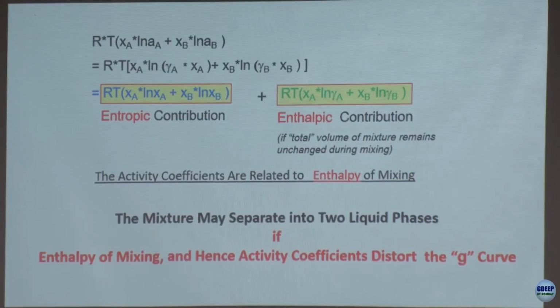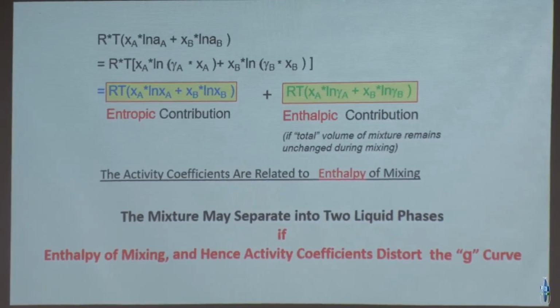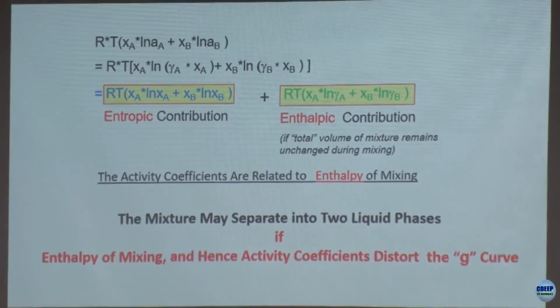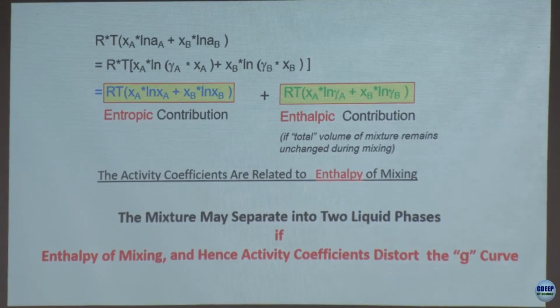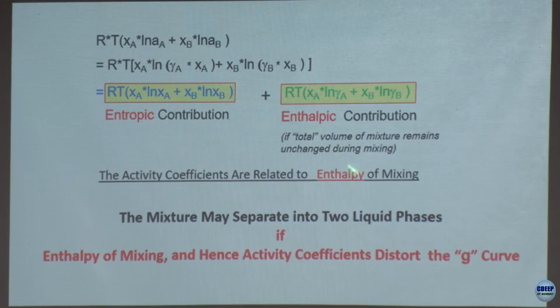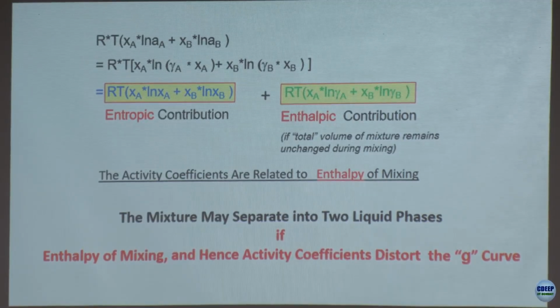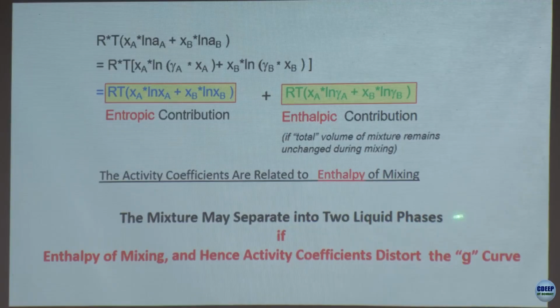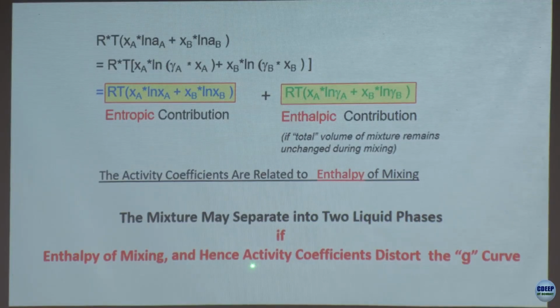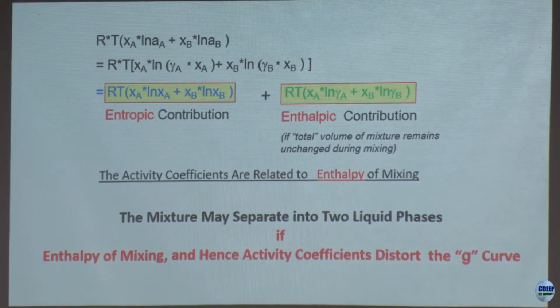Fine. So here there is no work done on the external system, so that component is not introduced into this because there is no volume change. The activity coefficients are related to enthalpy of mixing. This is the conclusion that we are drawing from this. And because the activity coefficients depend upon enthalpy of mixing, the mixture may separate into two liquid phases if enthalpy of mixing and hence activity coefficient distort the G curve, which we had seen earlier for the ideal case.